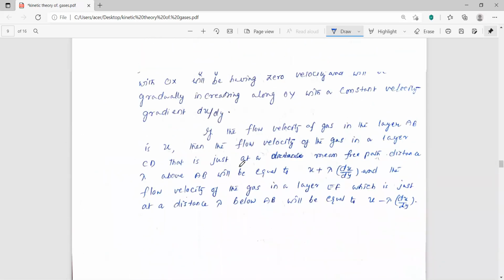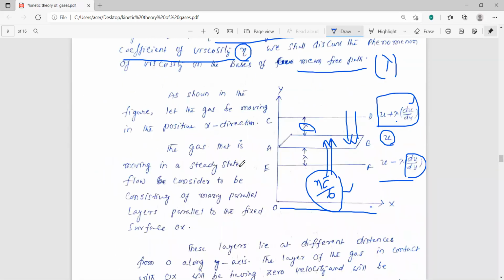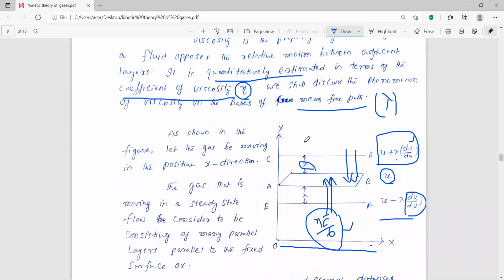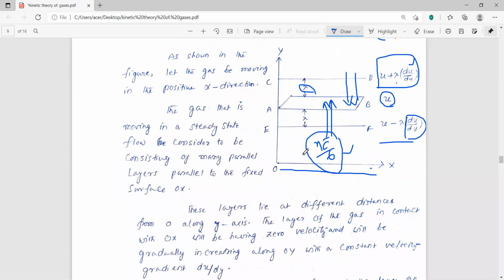It can be derived very easily by using Joule's assumption. This is explained by Maxwell using the mean free path. So we can see it once again. Let us take a gas moving along the y-axis. The layers in contact with the y-axis have zero velocity, and the velocity constantly increases with a velocity gradient du by dy along the OY axis.